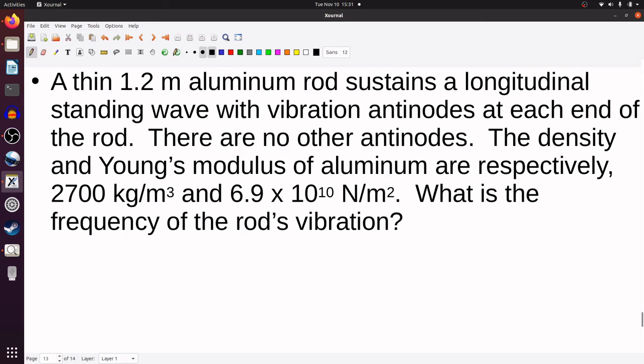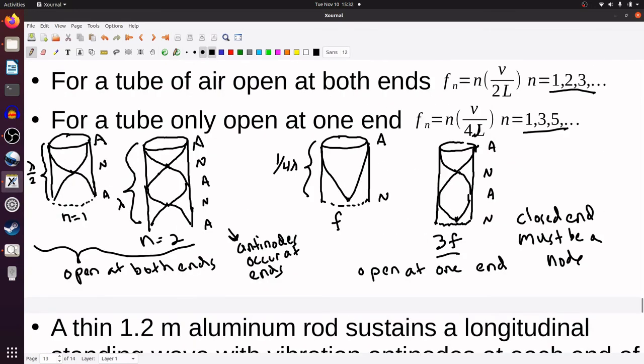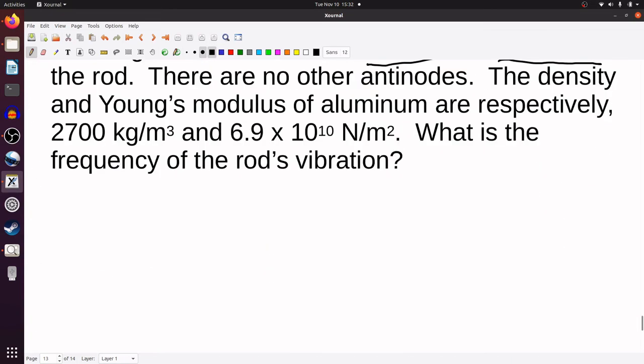So you might be thinking, how do I know if this is open or closed? It didn't say, and that's true. It didn't. But there are keys here. It says antinodes at each end. Rolling back up here, if it's open at one end, it has to have one end with a node. And so that automatically means that the equation we're using is going to be Fn equals nV over 2L. So that much I know just because of the way it told me.